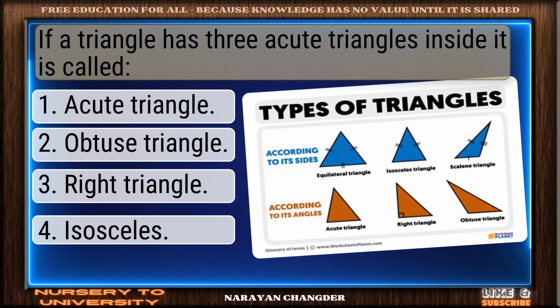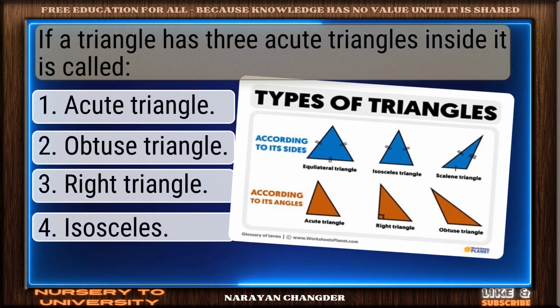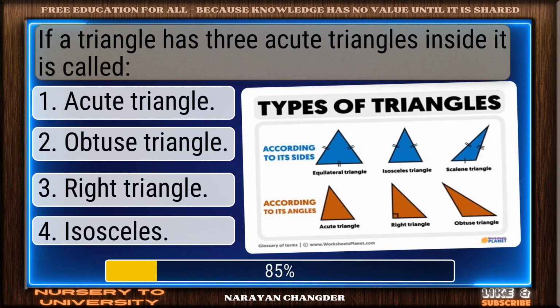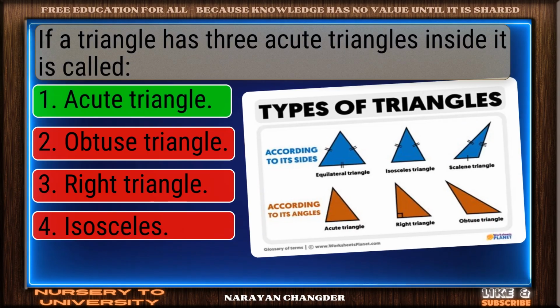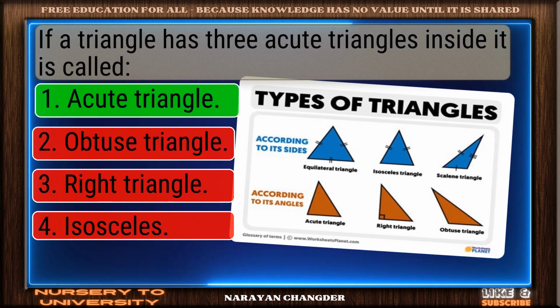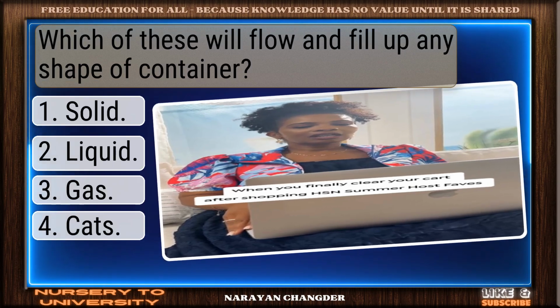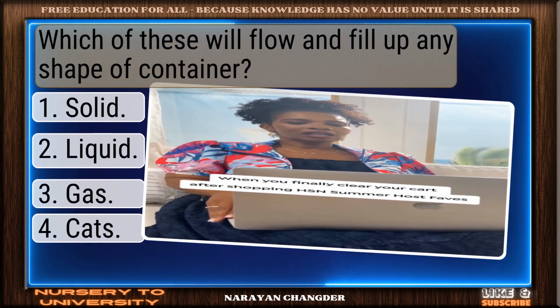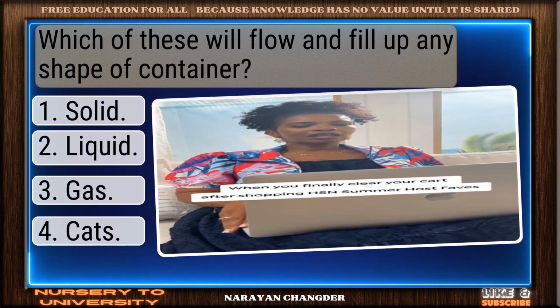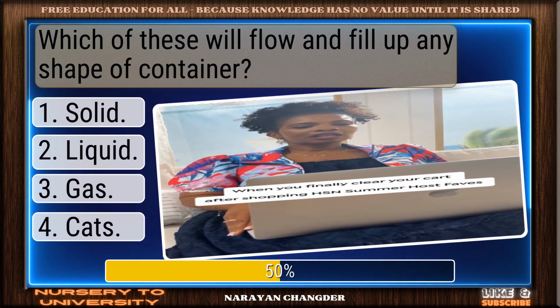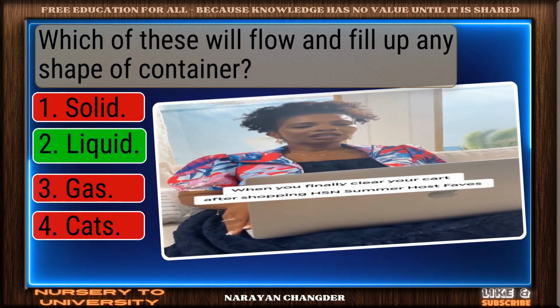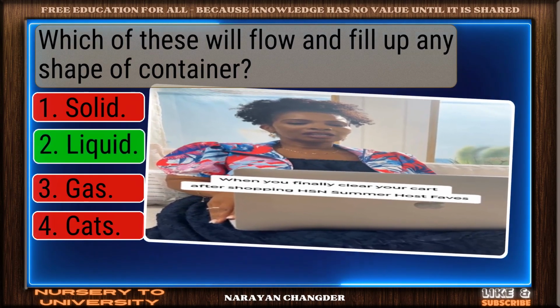Question number 35. If a triangle has 3 acute angles inside it, it is called? Good thinking. Acute triangle is the right answer. Question number 36. Which of these will flow and fill up any shape of container? Sharp thinking. Liquid is the right choice.